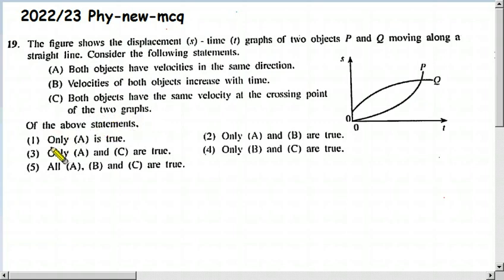Of the above statements, first one, only A is true. Second one, only A and B are true. Third one, only A and C are true. Fourth one, only B and C are true. Fifth one, all A, B and C are true.